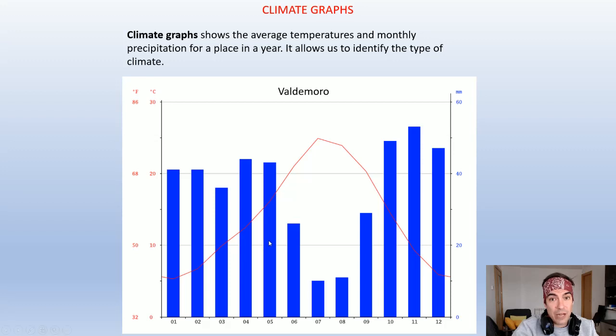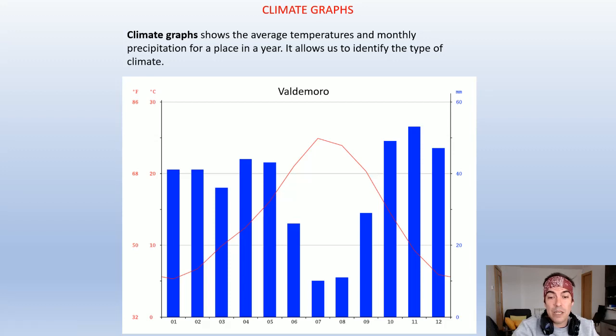We have to measure two magnitudes here. We have to take a look at the temperature, this line that connects the points with the monthly average temperature that happens each month, and then the precipitation, which are these blue bars. We have one for each month, and they go up until the amount of precipitation that occurs in that month.